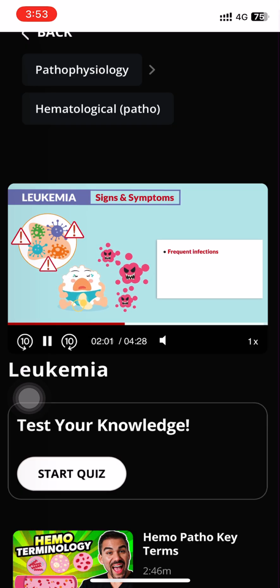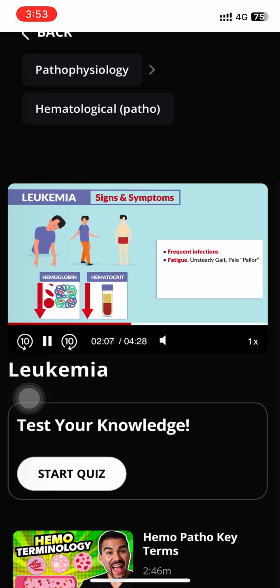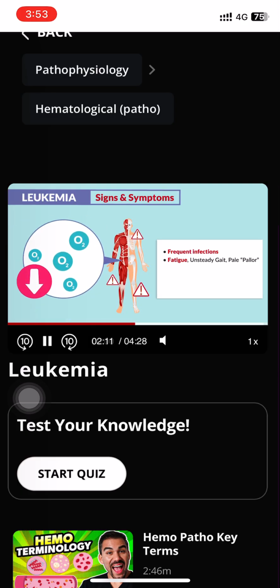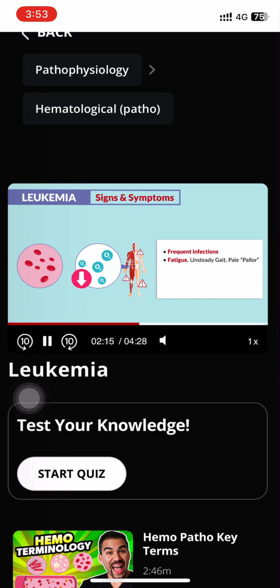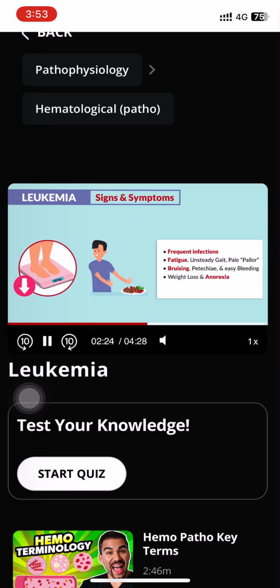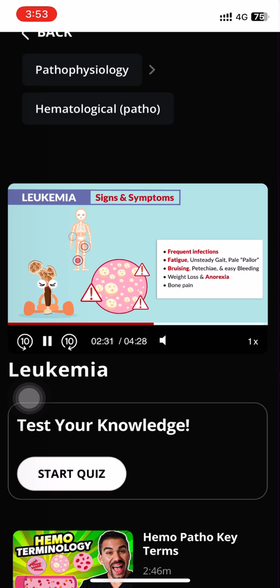to fight infection. We also see fatigue and an unsteady gait, as well as pale, called pallor. This is from anemia, that low H&H. So just think we have less oxygen carriers and less perfusion to the brain, skin, and muscles, looking very anemic. And we have bruising, petechiae, and easy bleeding from the low platelets, as well as weight loss and anorexia, and even bone pain from the bone marrow being overcrowded with an overproduction of WBCs.